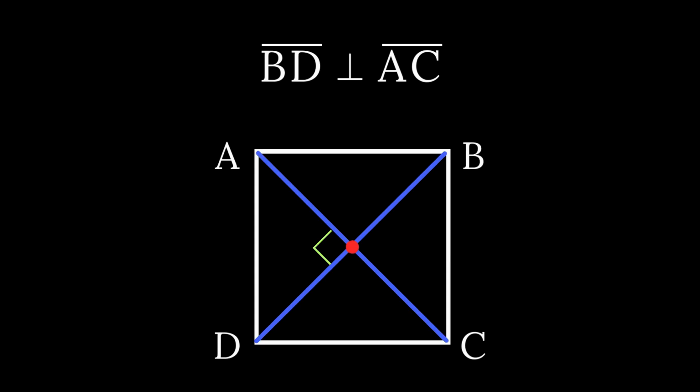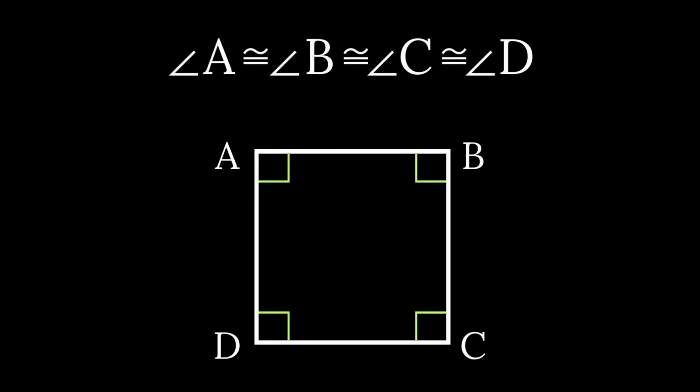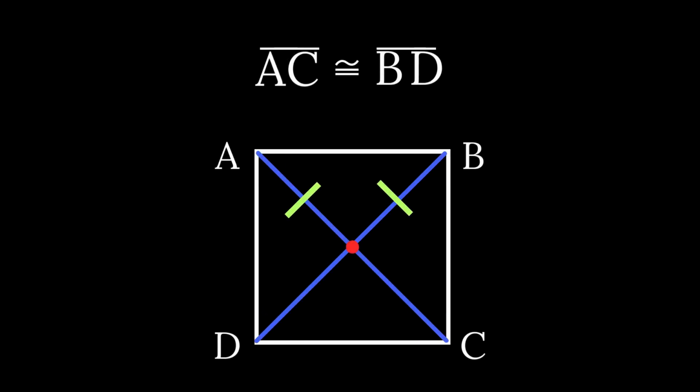Since the square also has four right angles, they will all be automatically congruent to each other, just like in the rectangle. Therefore, angle A is congruent to angle B, which is again congruent to angle C, which is finally congruent to angle D. Finally, the rectangle's property again shows up with the diagonals being congruent. Therefore, diagonal AC is congruent to diagonal BD.